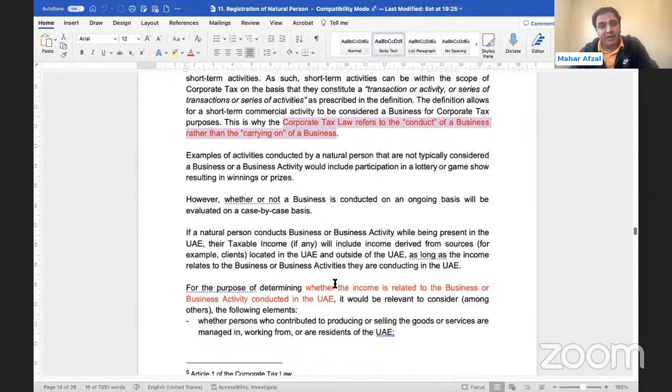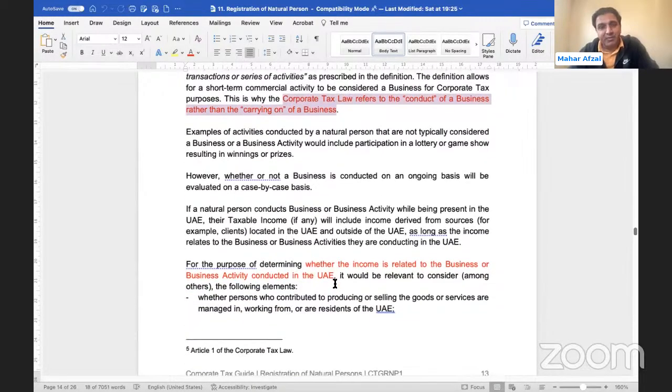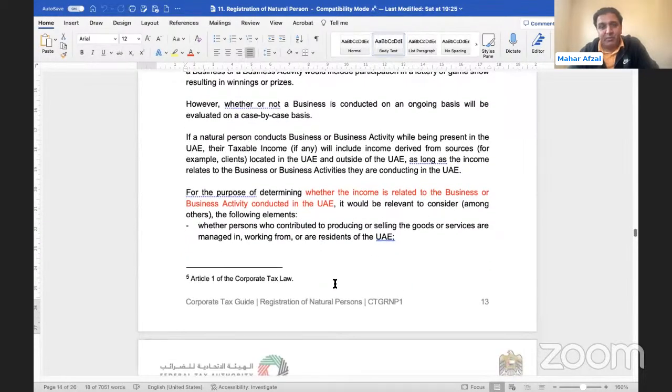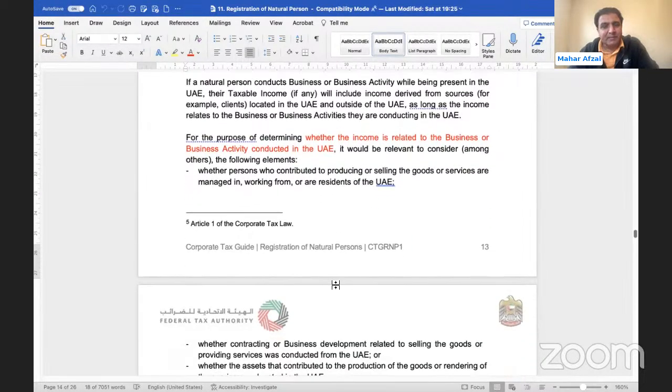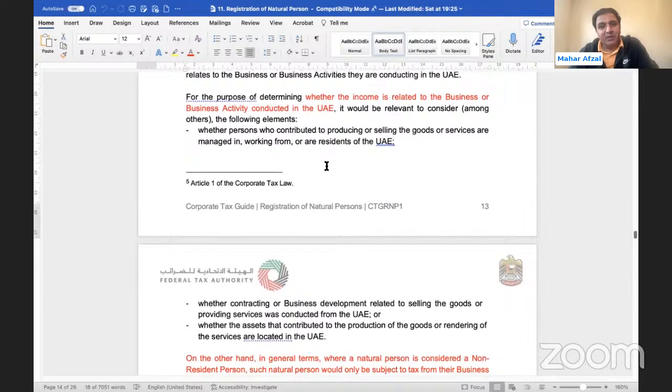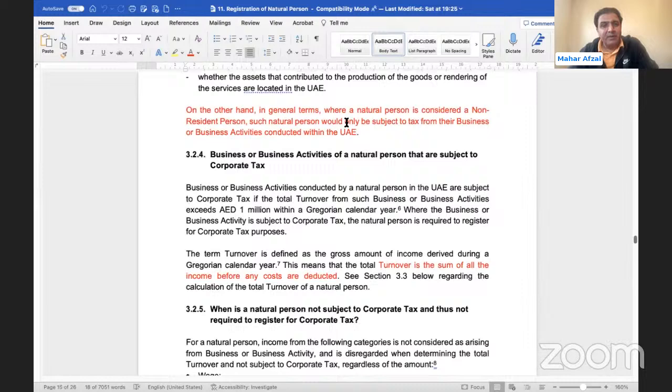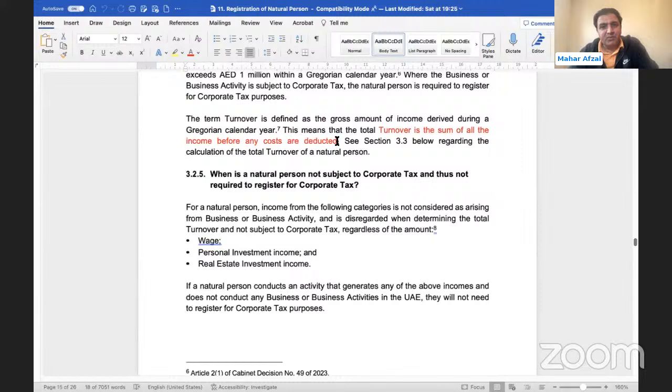They are asking about carrying on the business, not just carrying on with the law. They are asking about conducting the business, so conducting it one time or it may be multiple times. When this income is related to the business, we have discussed this in detail. Three factors are there: a natural person, non-resident, such a person will only be subject to tax for the business. We have already discussed this as well.